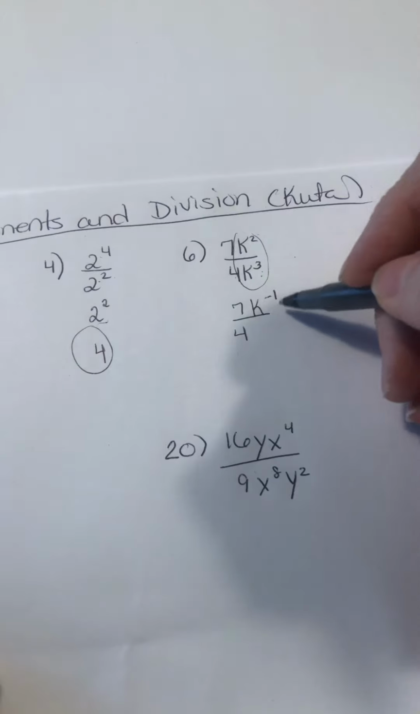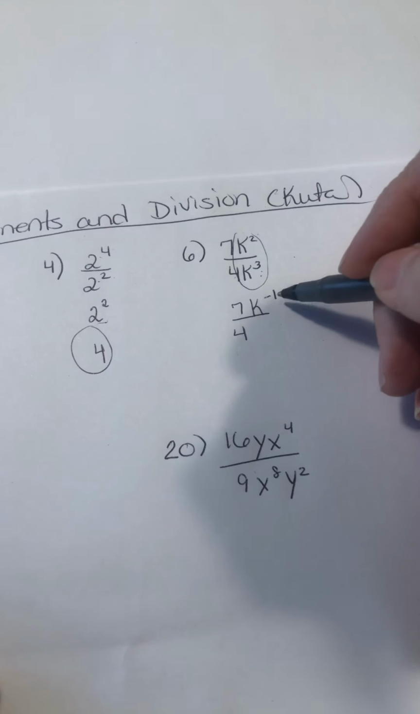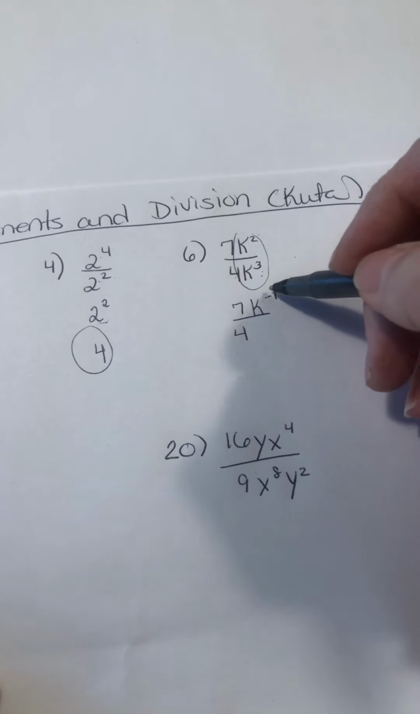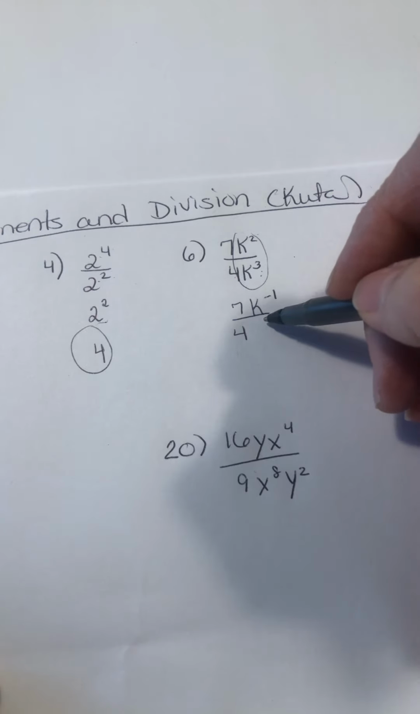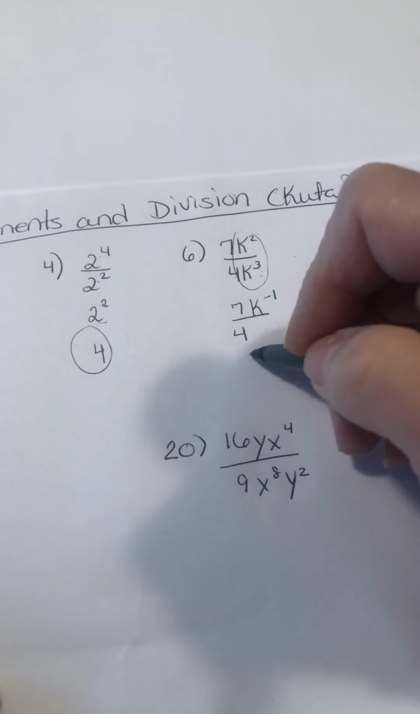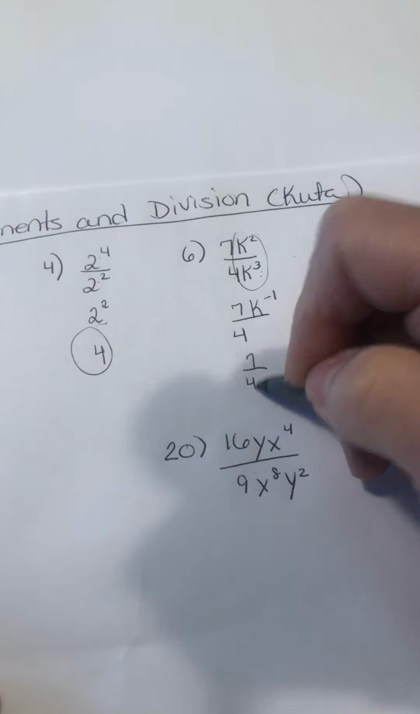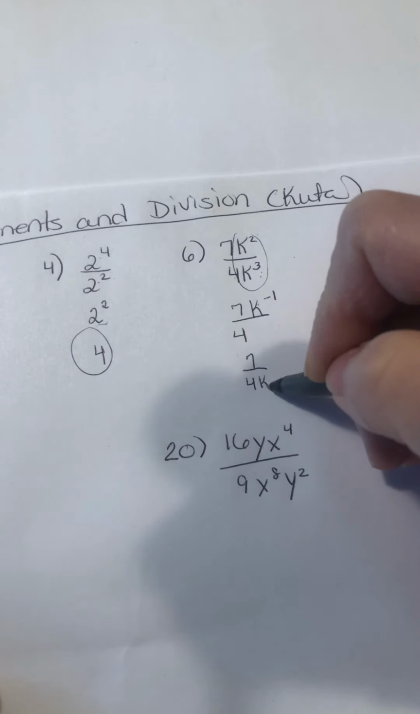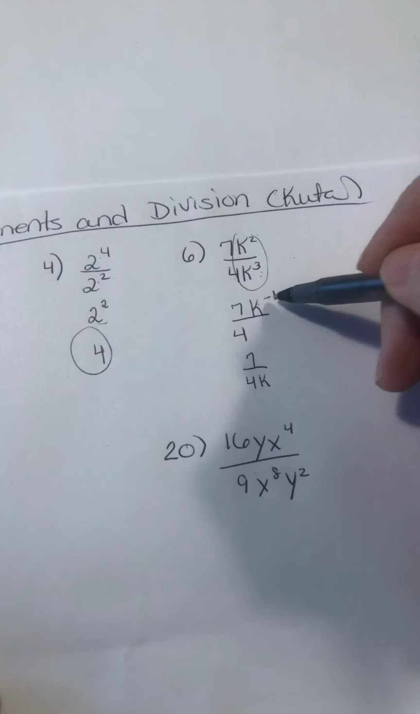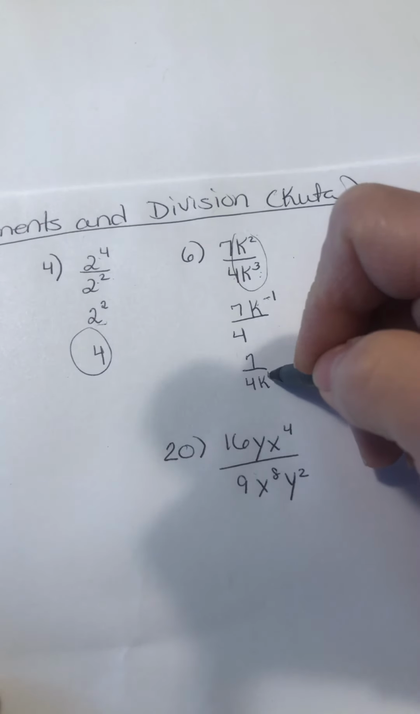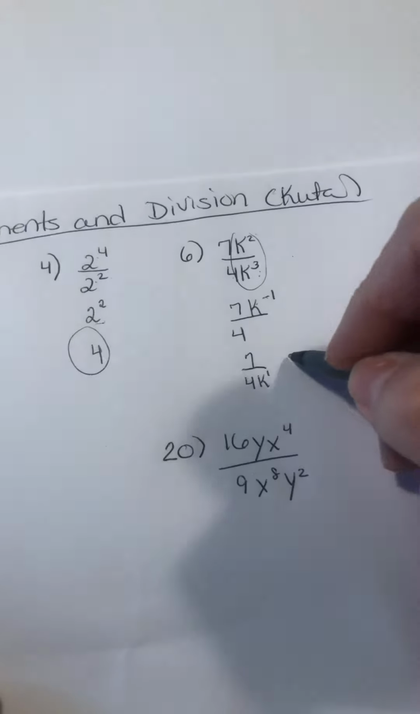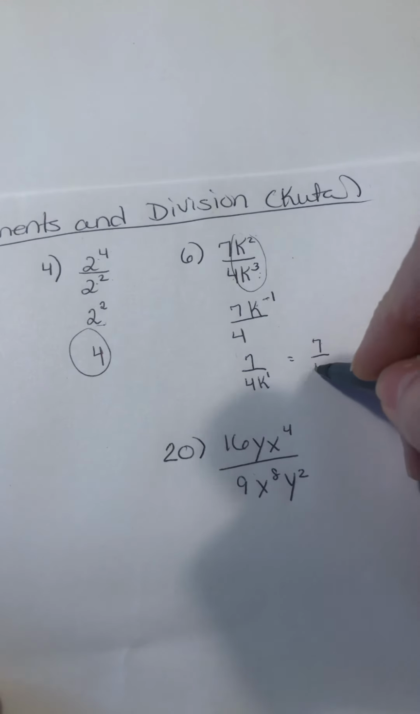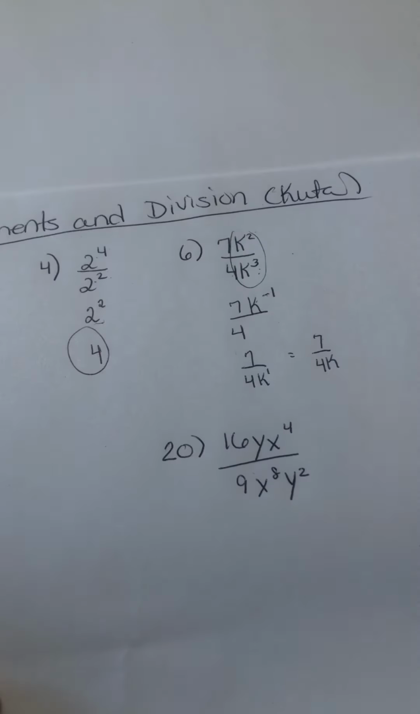And because this is a negative exponent, I cannot leave it the way that it is. So I'm going to take the reciprocal of the base. So what happens is that k is going to go from the numerator to the denominator, and this exponent of negative 1 is going to change to a positive 1. And so we end up with 7 over 4k.